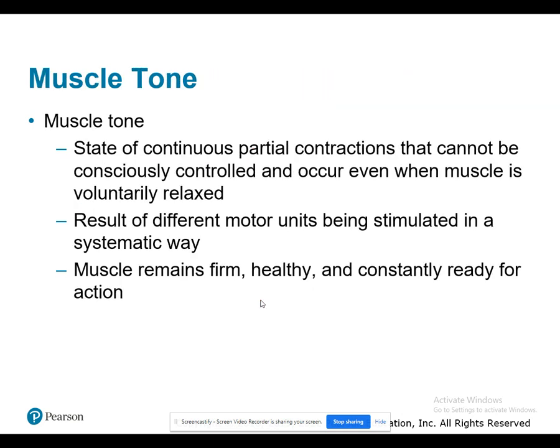That brings us to muscle tone. Muscle tone is defined as a continuous partial contraction that you cannot consciously control, and they occur even when your muscles are voluntarily relaxed. You don't really notice these happen because they're partial contractions. You can't feel your body moving, but this muscle tone is very important. When muscle tone happens, different motor units are stimulated, so muscles remain firm, healthy, and they're constantly ready for action.